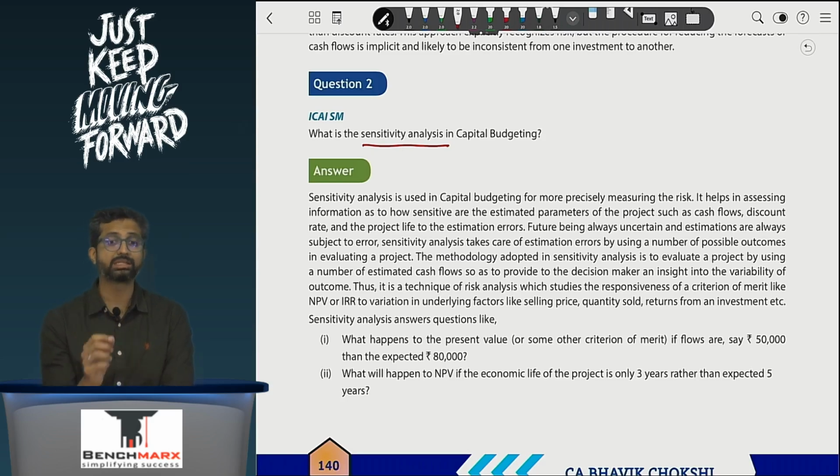NPV is to a particular individual input, for example cash flow. When we look at project NPV, we look at various inputs, like let's say sales, let's say cost, fixed cost, and how sensitive it is. The more the sensitivity, the more the project risk in terms of that particular individual input. Are we clear with this? So this is called sensitivity analysis.